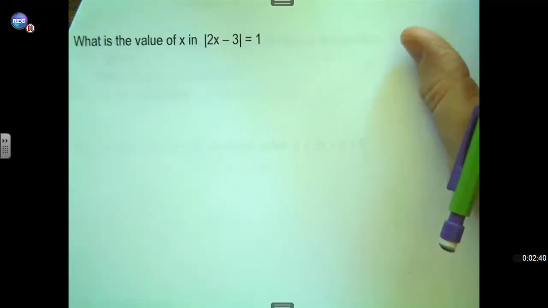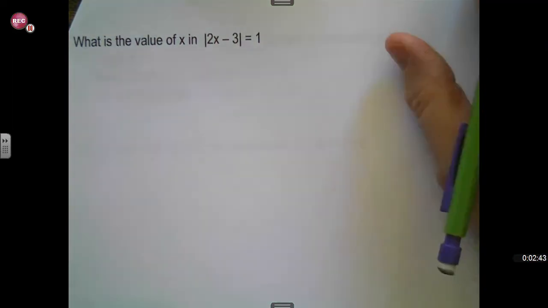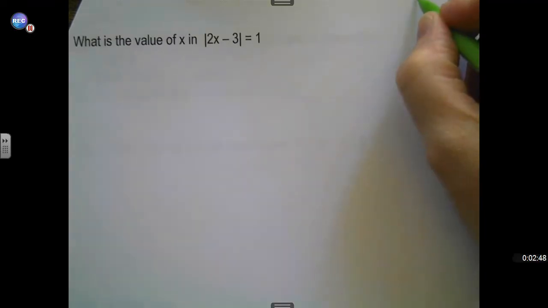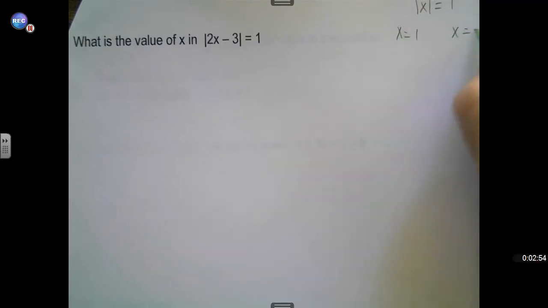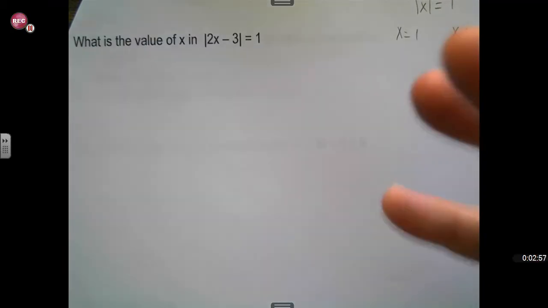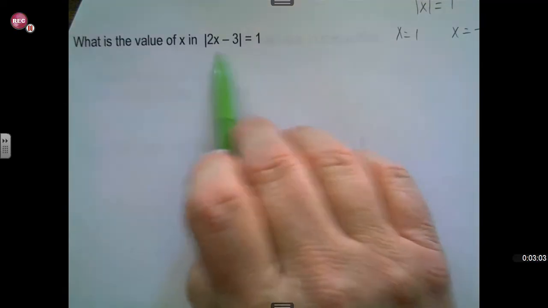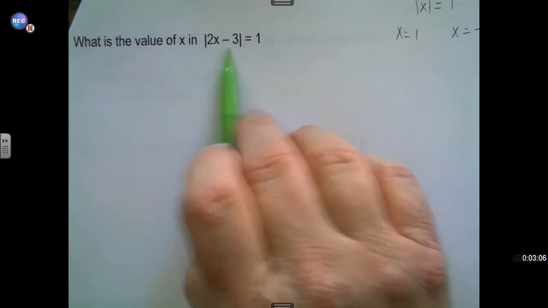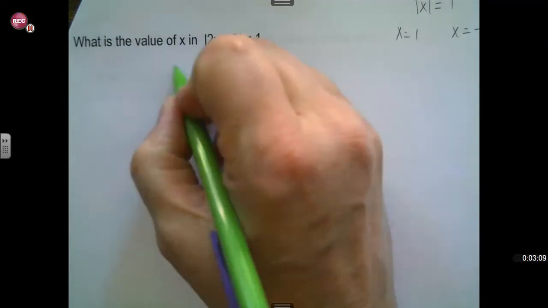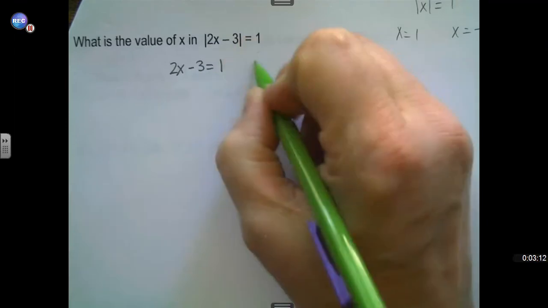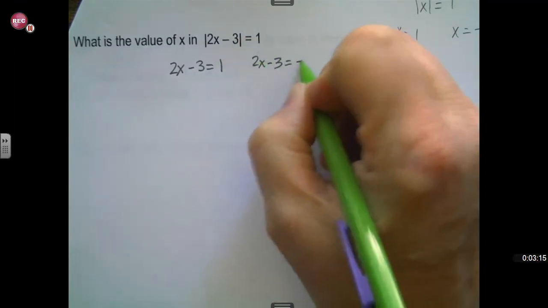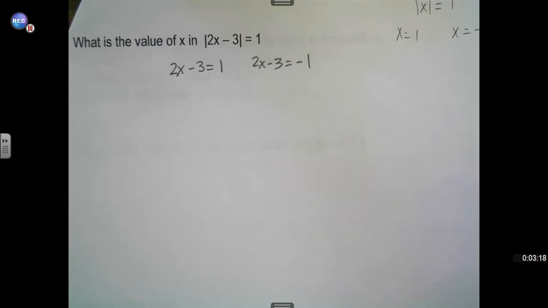So in this one, the absolute value is already isolated. So how do we do this? Well, if I had the absolute value of x equals 1, I would say that x equals 1 or x equals -1. And that's applying the definition of absolute value. So if the absolute value of this stuff equals 1, then this stuff equals 1, or this stuff equals -1. And that's what I'm solving then.